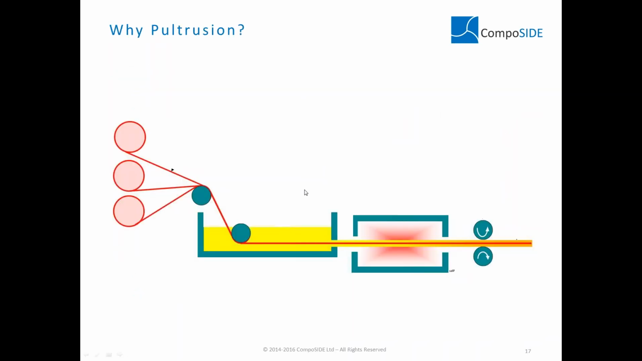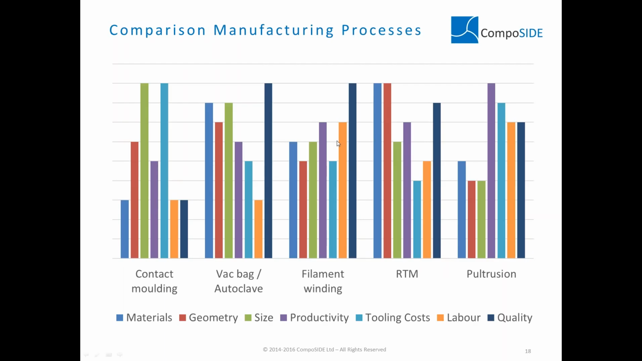Okay, so why Pultrusion? Well, you've seen there are a few capabilities in CompoSIDE, particularly section space, that make it ideal for Pultrusion. But if we look at the manufacturing process itself, what you see here is just a fairly high level and simple, well, straightforward comparison of different manufacturing processes, such as contact molding, vacuum bag or autoclave, filament winding, RTM, and Pultrusion, obviously.